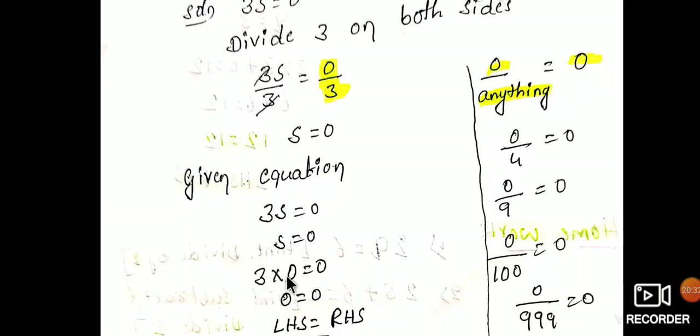So 3 into 0 is 0. 0 is equal to 0. So LHS is equal to RHS. So the given solution is satisfied, right? Yes. So s is equal to 0 is the solution for the equation. Next.